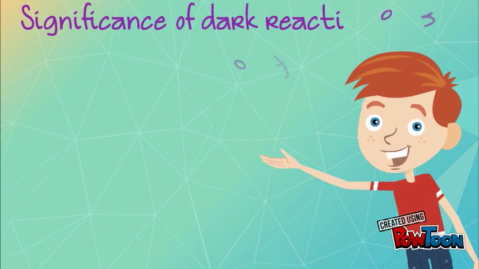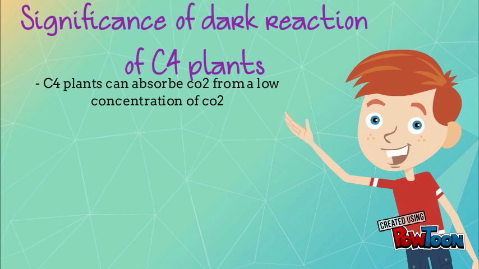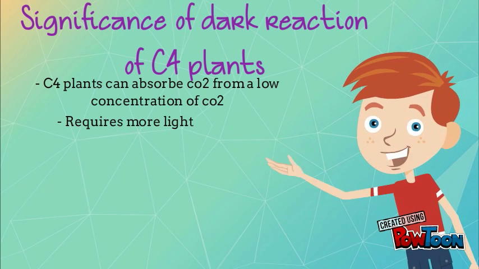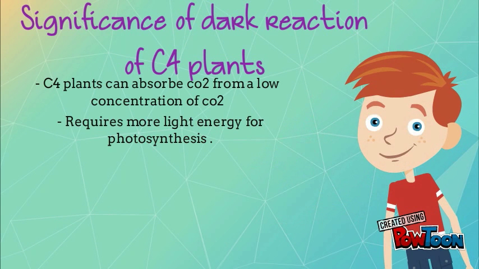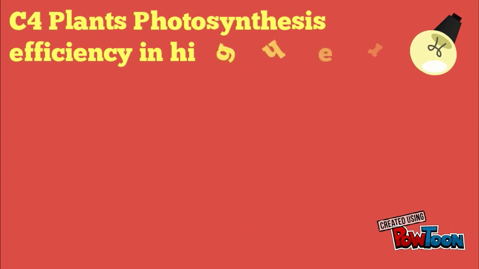Significance of dark reaction of C4 plants. C4 plants can absorb CO2 from a low concentration of CO2. It requires more light energy for photosynthesis. Photorespiration does not take place. The plants are better adapted to deserts. C4 plants' photosynthesis efficiency is higher than the C3 plants.